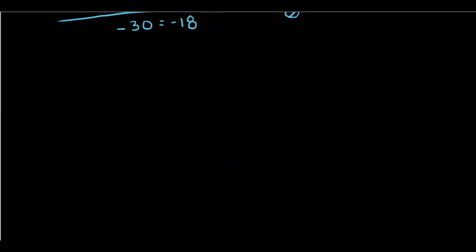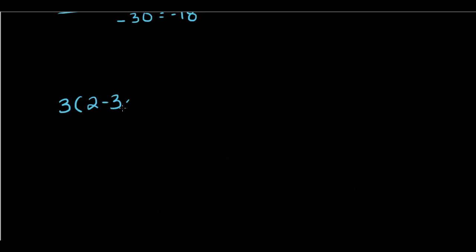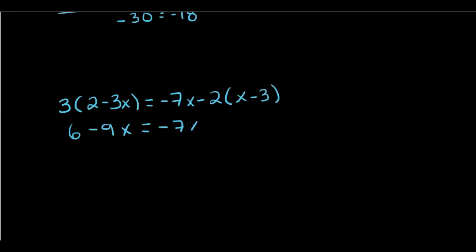Now let's take a look at another example. Let's try now 3 times 2 minus 3x equals negative 7x minus 2 parentheses x minus 3. Again, distributive property on both sides, so it's going to be 6 minus 9x equals negative 7x minus 2x. Negative 2 times negative 3 is positive 6.